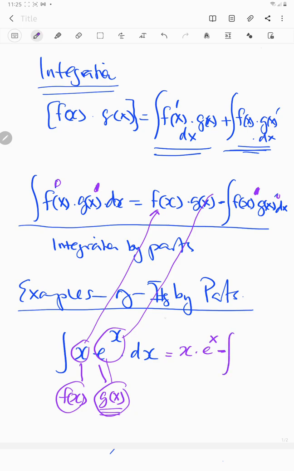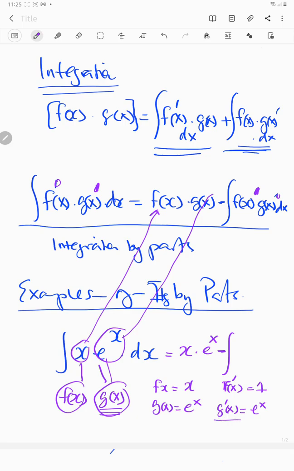Now you can see that f(x) is equal to x, and g(x) is equal to e^x. So we need to find f'(x). The f'(x) answer is equal to 1. What about g'(x)? g'(x) is e^x, so it is not changing.